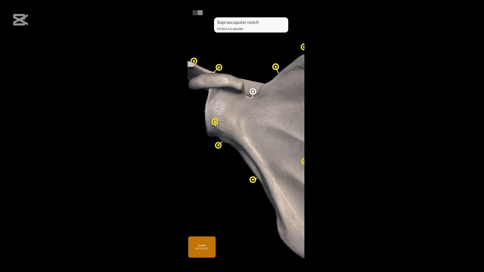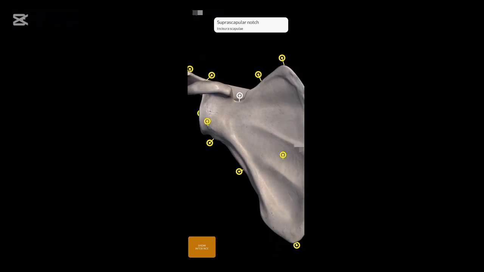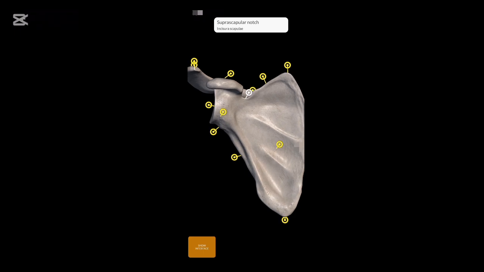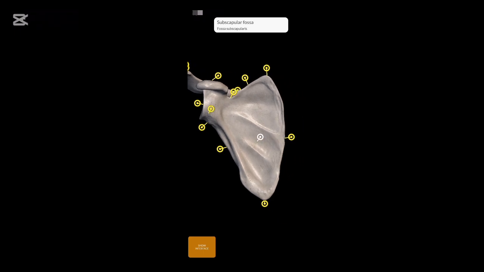The suprascapular notch is a distinct, small, and often variably shaped depression found on the superior border of the scapula. The subscapular fossa is a large, concave depression that occupies almost the entire anterior, costal surface of the scapula.